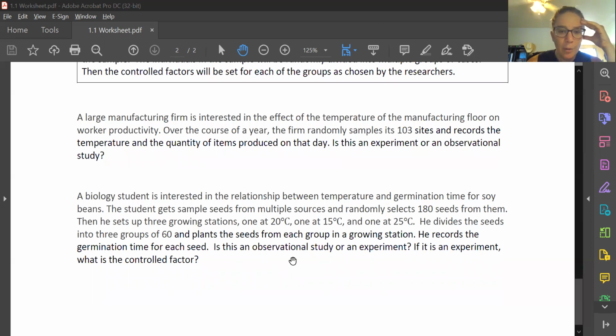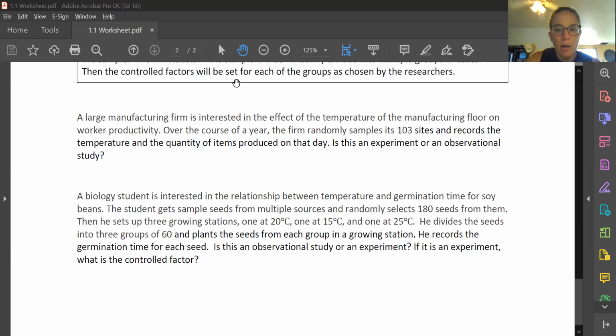Okay, so let's look at these last two examples. A manufacturing firm is interested in the effect of temperature on the manufacturing floor and worker productivity. Over the course of the year, the firm randomly samples its 103 sites and records the temperature and the quantity of items produced. So all we're doing is throughout the year, the firm's like, okay, what's the temperature on this floor? Are you doing a good job? How many items are you producing? What's the temperature over here? Throughout the whole year, they're doing this.